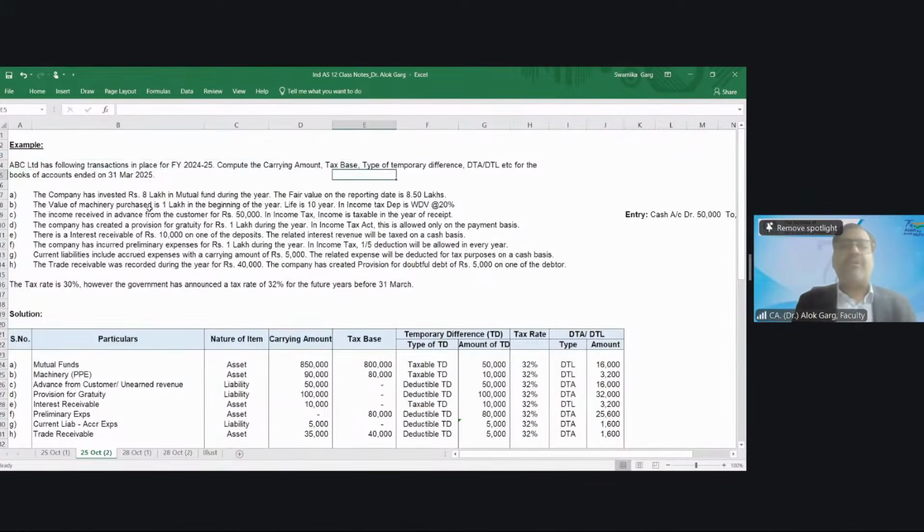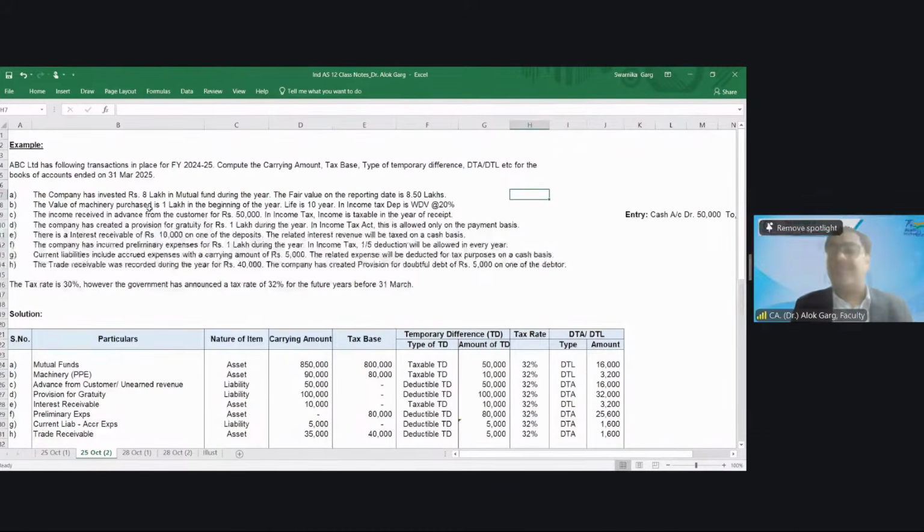ABC Limited has the following transactions in place for FY 24-25. Compute the carrying amount, tax base, type of temporary differences, DTA, DTL, etc. for the books of accounts ended on 31st March 2025. The company has invested rupees 8 lakh in mutual fund during the year. The fair value on the reporting date is 8.5 lakh.